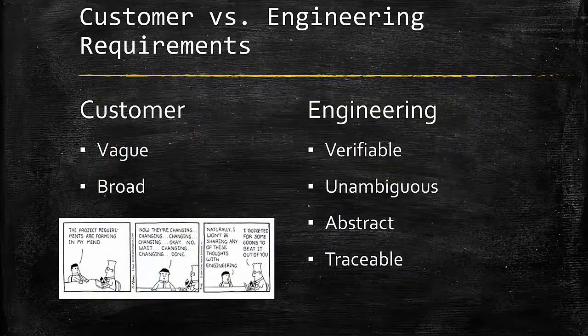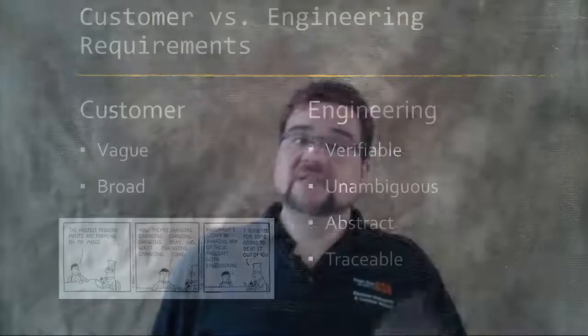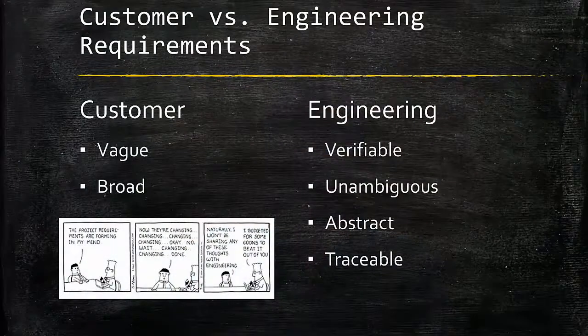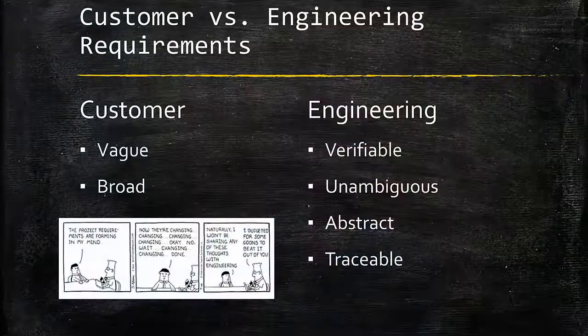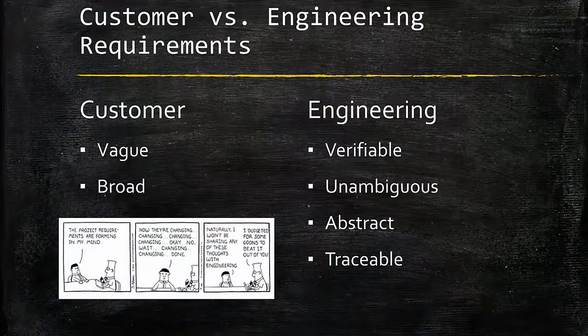There's two types of requirements. There's customer requirements, sometimes called marketing requirements, and engineering requirements. Customer requirements are often vague or broad, though they can be very specific, like an engineering requirement. But engineering requirements are always verifiable, unambiguous, abstract, and traceable. If they do not have those four traits, an engineering requirement is not yet ready to be called an engineering requirement. From here on, we're going to talk primarily about system-level engineering requirements, but you can apply these same concepts to subsystems or even block-level requirements just to make sure that you have defined those requirements very well.